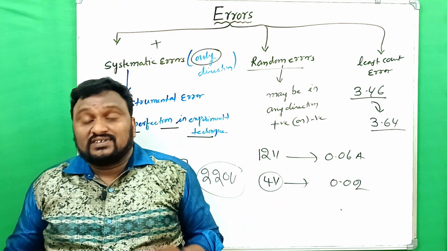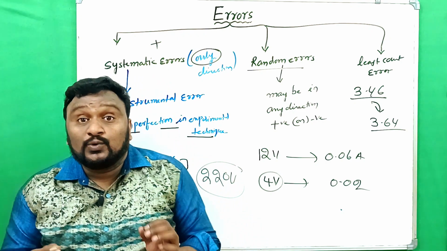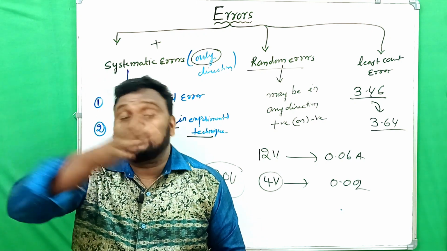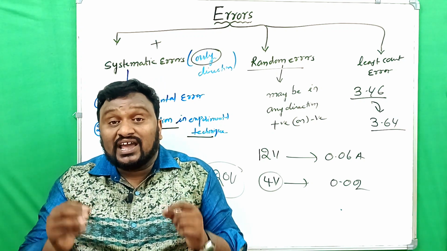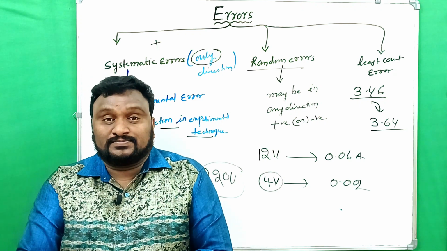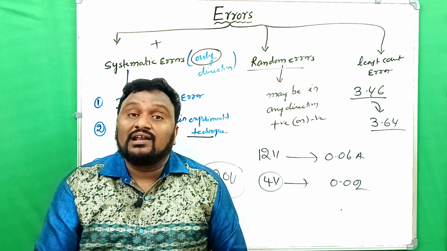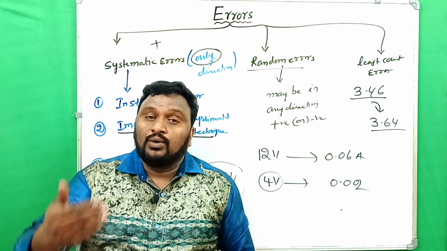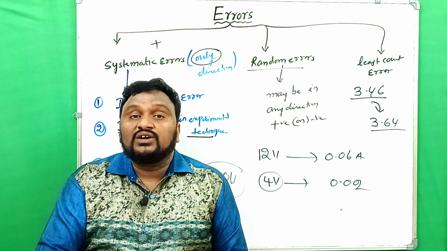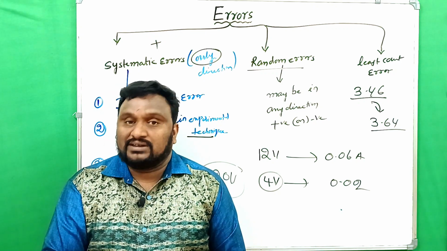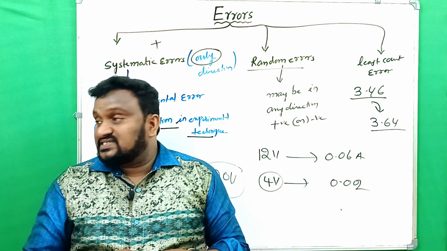Least count error. First thing, what is least count? Least count is nothing but the least value that can be measured by using any instrument. That is called its least count. For example, if a scale is calibrated in millimeters, the least value that can be measured by the millimeter scale is what? 1 millimeter. Clear? So coming to the point, least count errors.